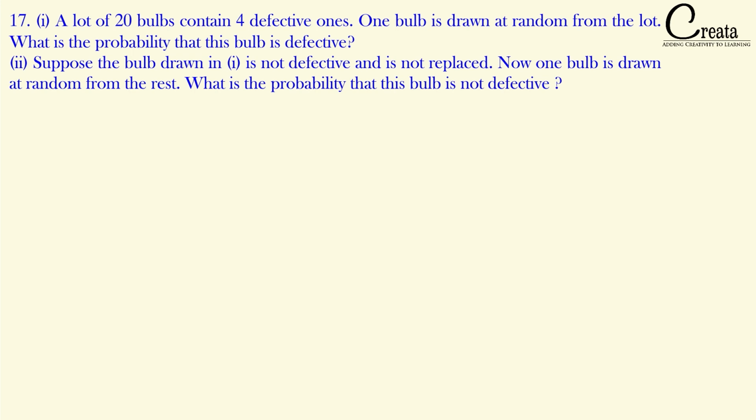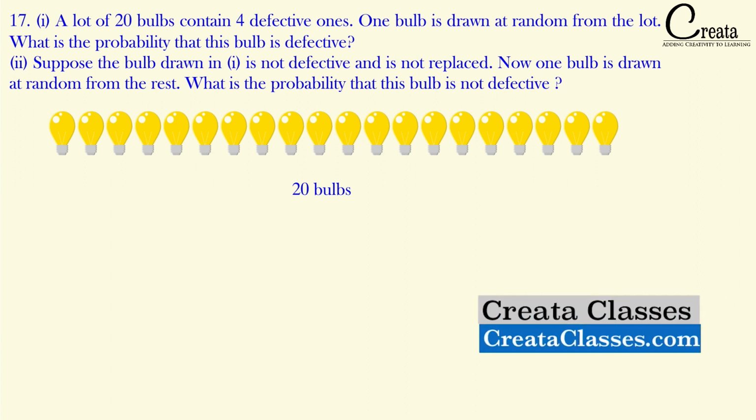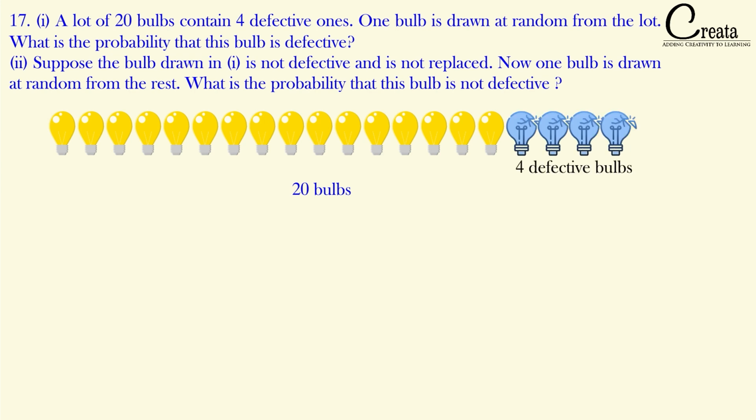In the first case, a lot of 20 bulbs is given. We are having a lot and it includes 20 bulbs. It contains 4 defective bulbs. Okay, 20 bulbs and 4 are defective, means 16 are working good. One bulb is drawn at random and we have to find the probability that the bulb is defective.